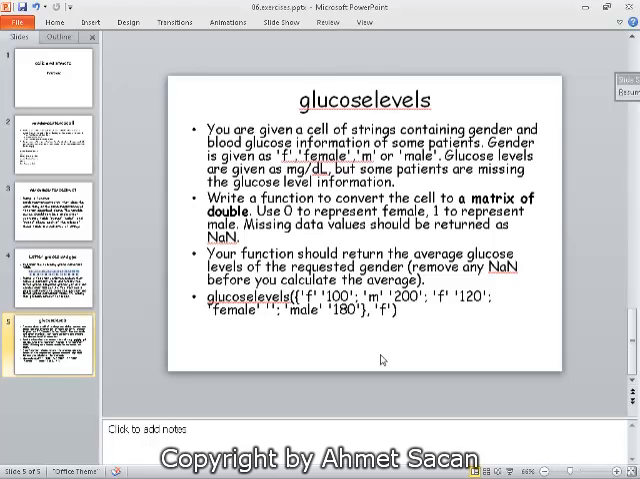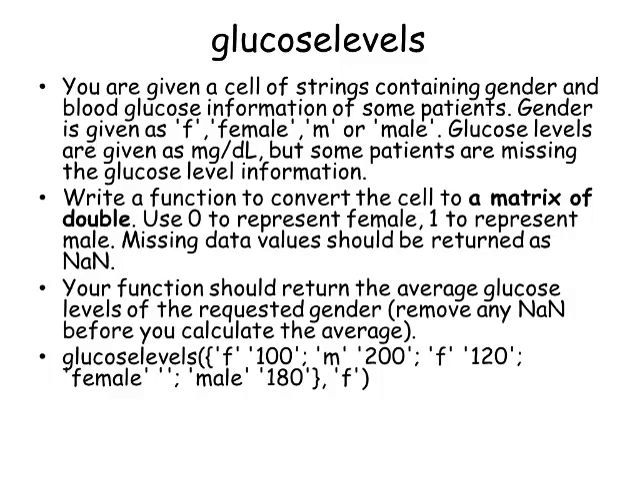Okay, so in this problem we are given a cell array of strings, and we will convert these strings into numbers. We are given patients' gender and blood glucose levels. The gender information is not consistently given, so it can be an F or female, and males can be recorded as a single M or male. Some patients are missing the blood glucose level, so whenever we have an empty string, that means the data is missing, and for those patients we will return not a number for their glucose levels.